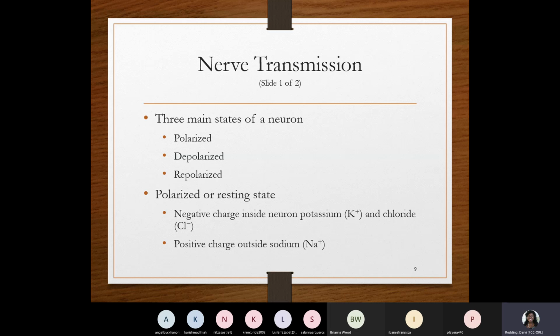So now that we've talked about the neurons and learned a little bit about a neurotransmitter, let's next learn about the nerve transmission. Inside of the nerve transmission, there are three main states of a neuron: polarized, depolarized, and repolarized. So what does polarized mean? Polarized, or better known as a resting state, is where there is a negative charge inside of the neuron, potassium and chloride. You see in parentheses the chemical elements of the potassium, which would be K, and then the chloride.